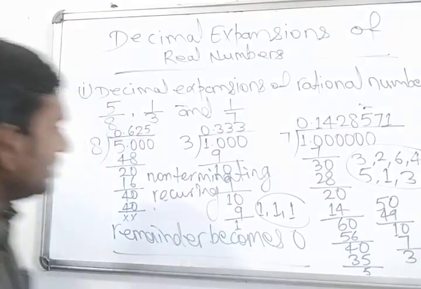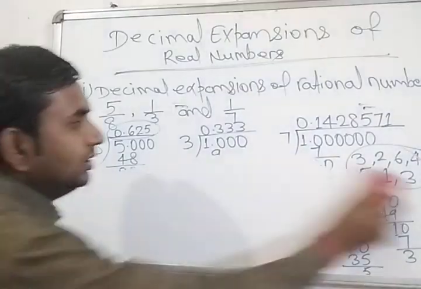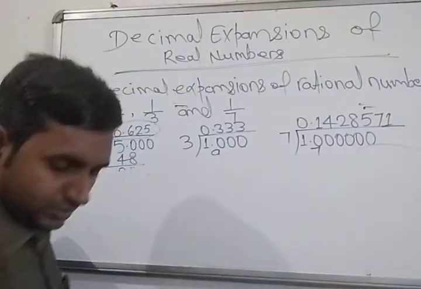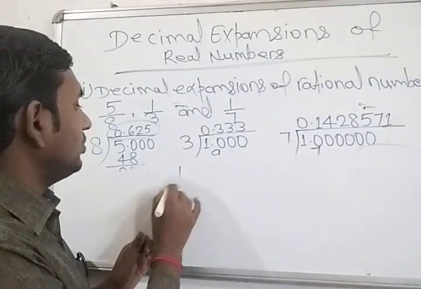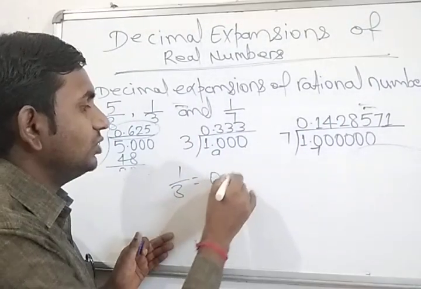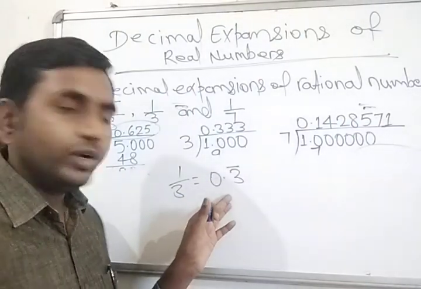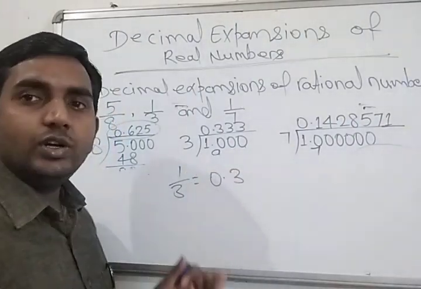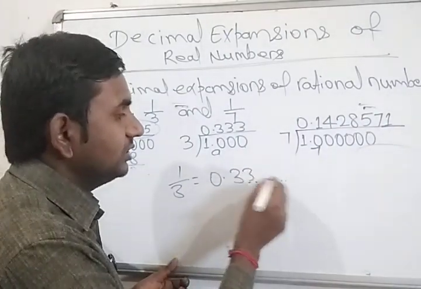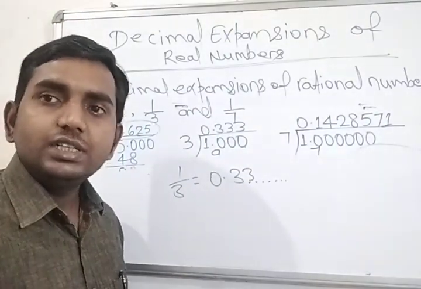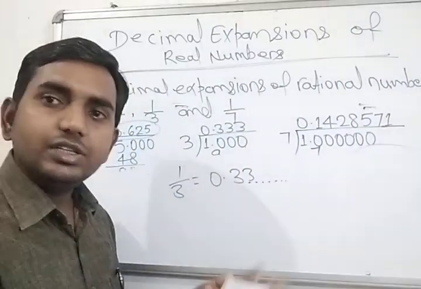Okay, suppose that... how we can represent this. We can represent 1 by 3 is equal to 0.3 with a bar. Otherwise, if you do not want to write it in the form of a bar, we can represent it by a dot, which also indicates that the digit 3 is repeated.